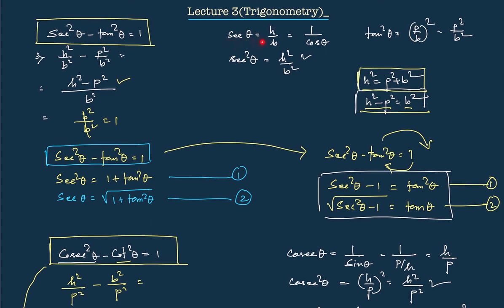Sec theta is nothing but 1 by cos theta. So what is cos theta? Cos theta is nothing but b by h. So 1 by b by h is h by b. Then sec square theta is going to be h square by b square.